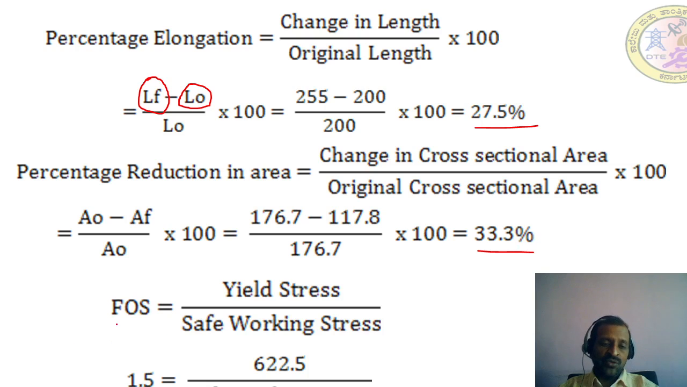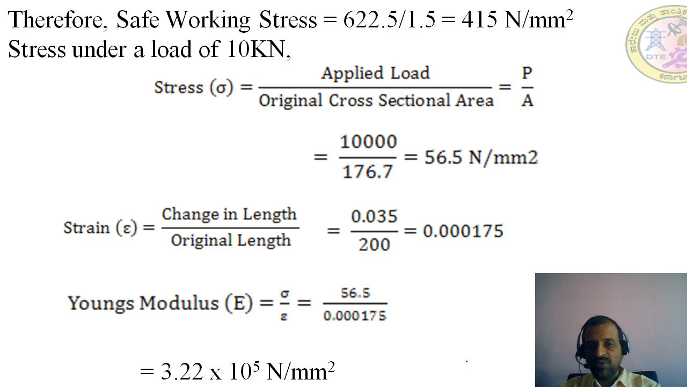Now you know that the factor of safety is equal to yield stress by safe working stress. So 1.5 is equal to 622.5 divided by safe working stress. The safe working stress goes on the other side, and 1.5 comes to this side. Therefore safe working stress is equal to 622.5 divided by 1.5, which is 450 newton per mm square.